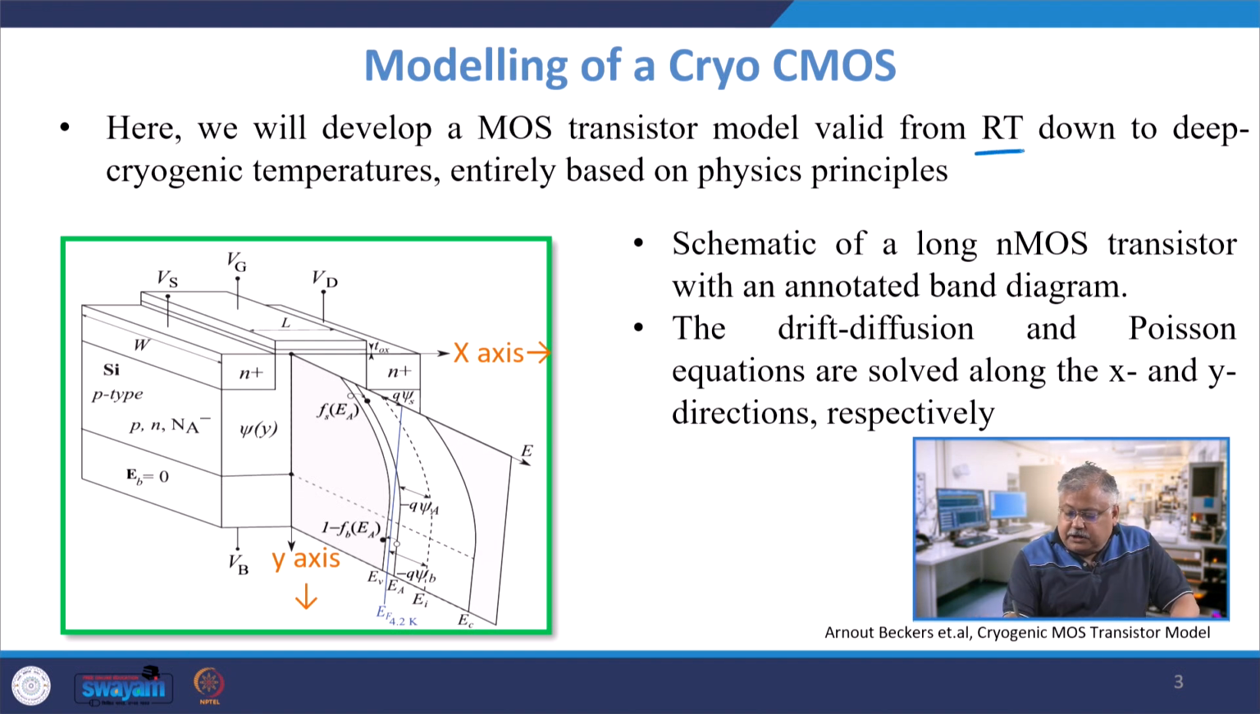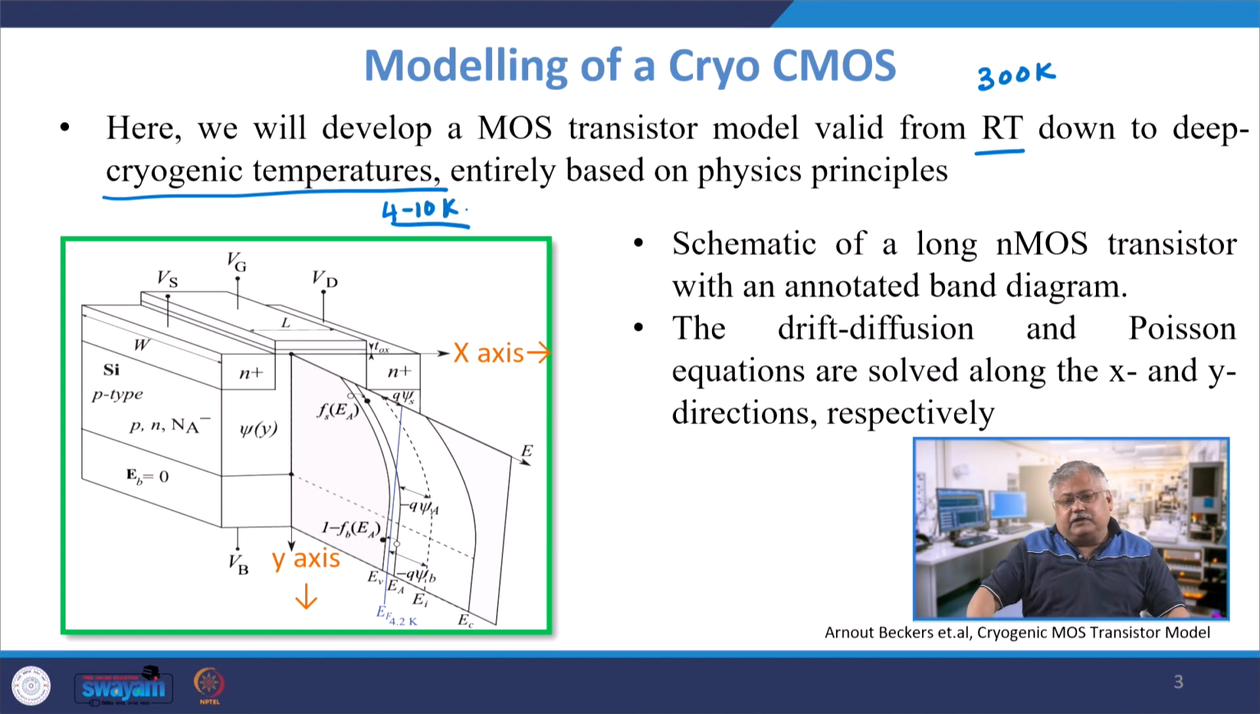So, this is room temperature, which is 300 Kelvin here, and when you say deep cryogenic temperatures, typically 4 to 10 Kelvin is the range. The physics of the device almost remains the same in this range of temperature, 4 to 10 Kelvin. So, we will not be going into various short channel effects directly, but even a long channel effect will give you an idea about what this is all about.